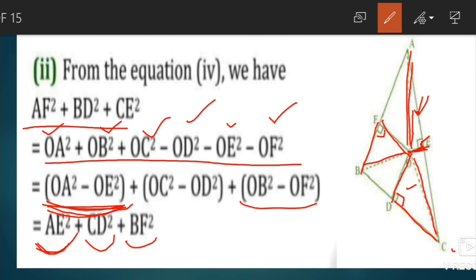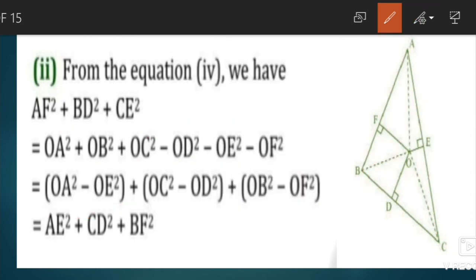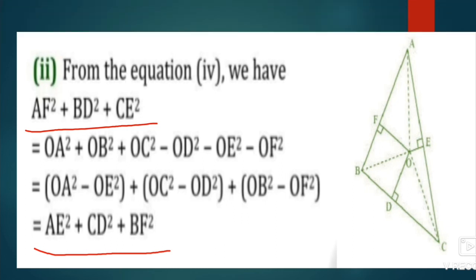Okay. So after this step, it becomes AF square plus BD square plus CE square is equal to AE square plus CD square plus BF square, which I have to prove. In this way, we have to solve this question.